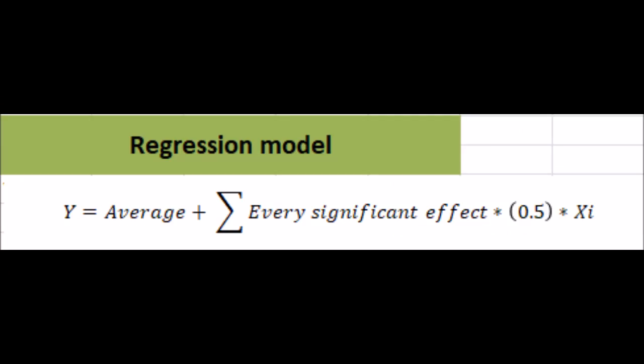After the significant effects have been calculated, now we can use this to write our model or our experiment into an equation. In this case, we'll use the formula that's given in the image presented, as is y equals the average of the model plus a summatory of every significant effect times 0.5 times the corresponding x variable.